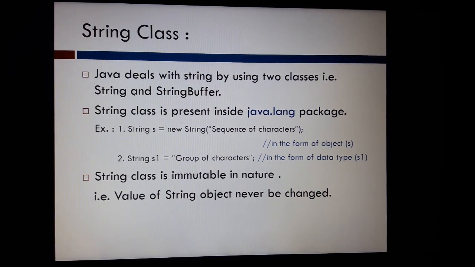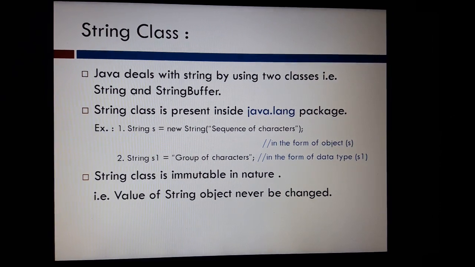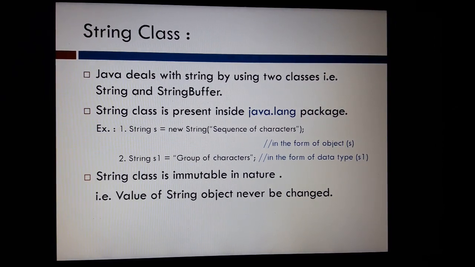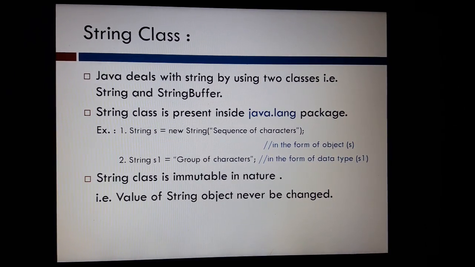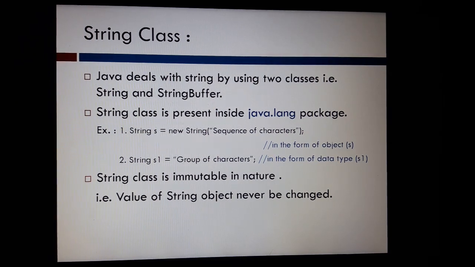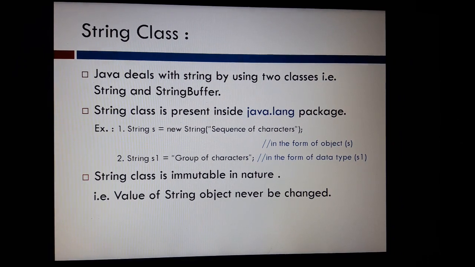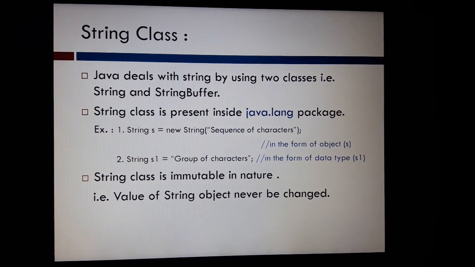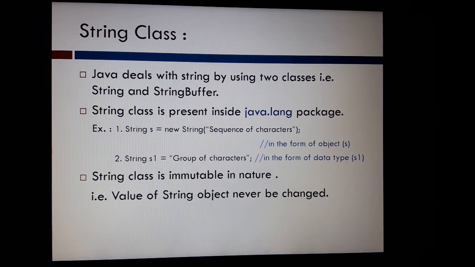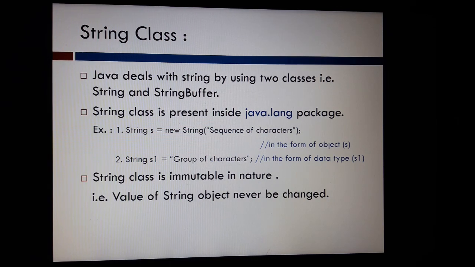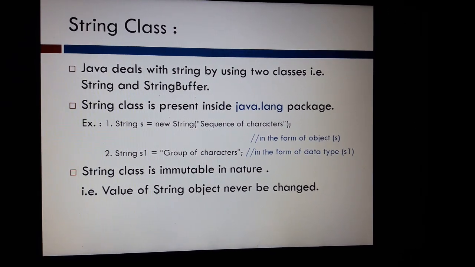s behaves like an object, String behaves like a class. But in the second example, String behaves like a data type and s1 behaves like a variable. Actually String is a class, and s1 is actually an object only, but it behaves like a variable, and String behaves like a data type. And what you have to remember, the String class is immutable in nature. What do you mean by immutable? You are not supposed to change the value of that object.